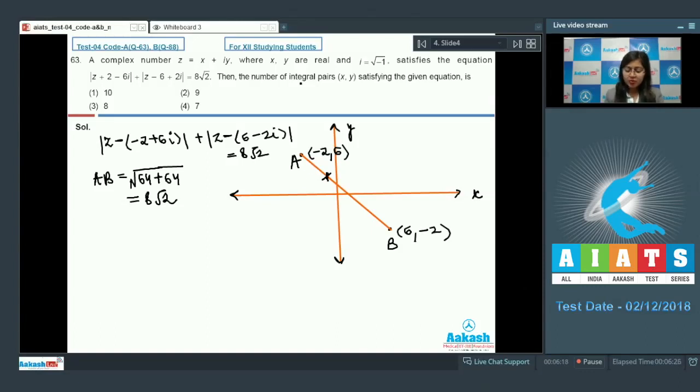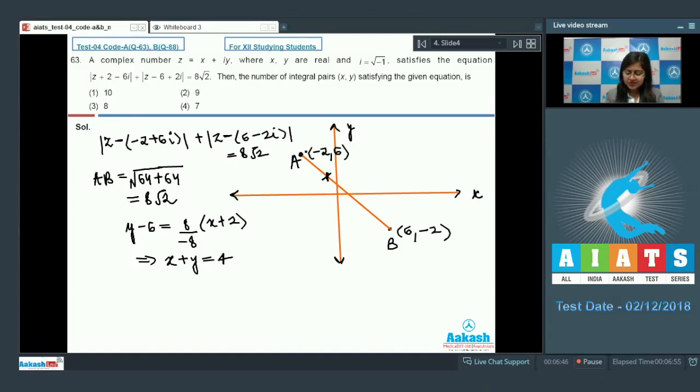So to find the number of integral pairs x comma y, we can firstly find the equation of line AB, which will be equal to y minus y1 equal to m, that is (6 minus minus 2) upon (minus 2 minus 6), into (x plus 2), that is x plus y is equal to 4. This is the equation of the line, right?